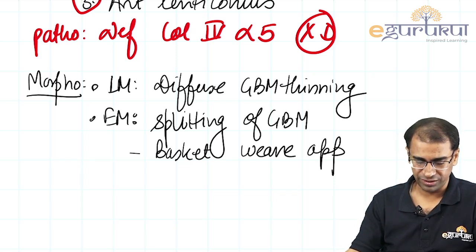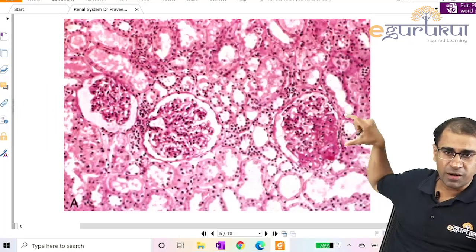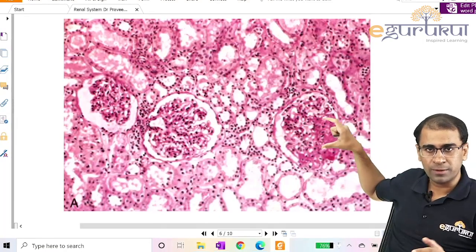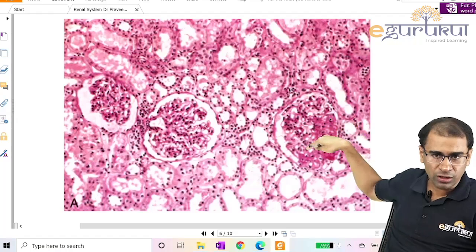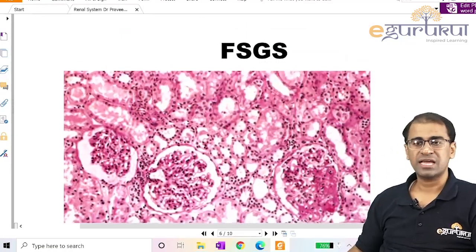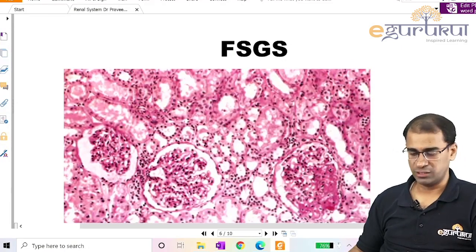So this is the FSGS. As you see, this part is closed. Of the three glomeruli, only one of them is closed, so it becomes focal. And because only part of this glomerulus is closed, it becomes segmental, so it is called focal segmental glomerulosclerosis, FSGS, right?